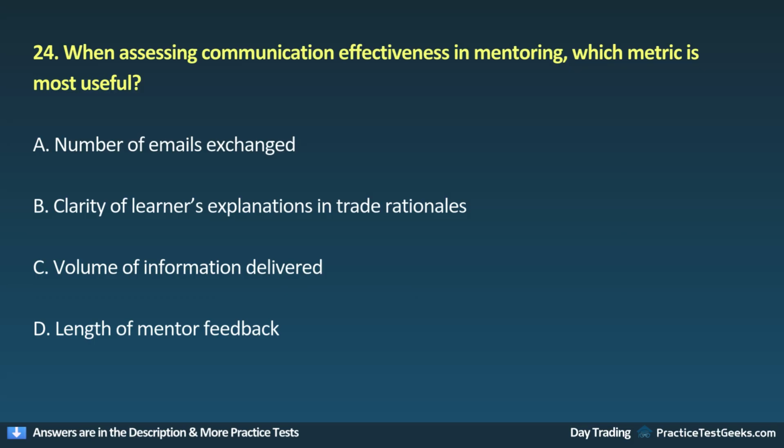24. When assessing communication effectiveness and mentoring, which metric is most useful? A. Number of emails exchanged. B. Clarity of learners' explanations and trade rationales. C. Volume of information delivered. D. Length of mentor feedback.